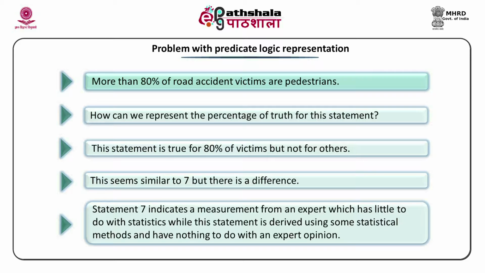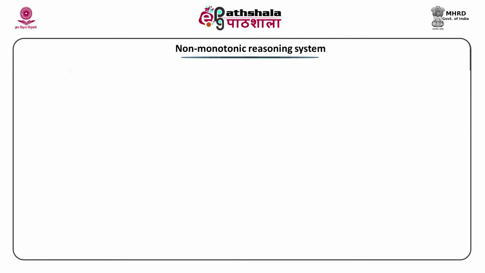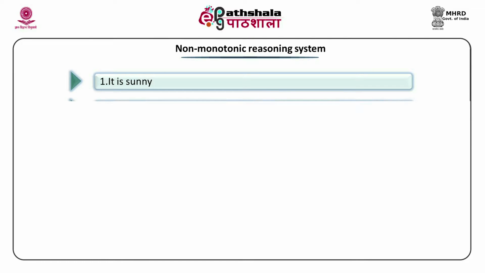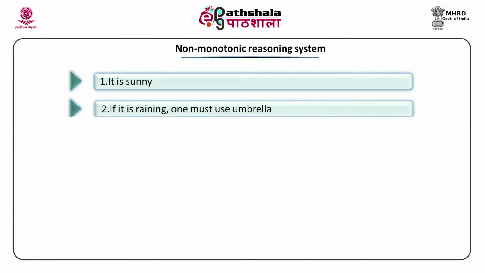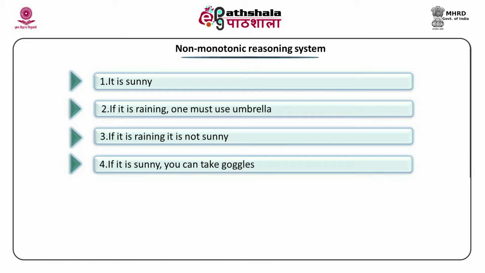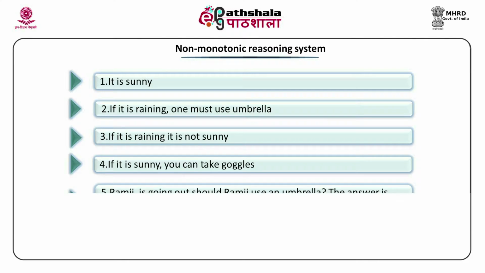These two things are a little different, and we will see how one can try solving problems using these representations. We will begin with the non-monotonic reasoning system. The first example says that it is sunny, if it is raining one must use an umbrella, if it is raining it is not sunny, if it is sunny you can take goggles, and Ramji is going out. If you ask the question, should Ramji use an umbrella? No, it is sunny, you know it is already sunny, what is the point?